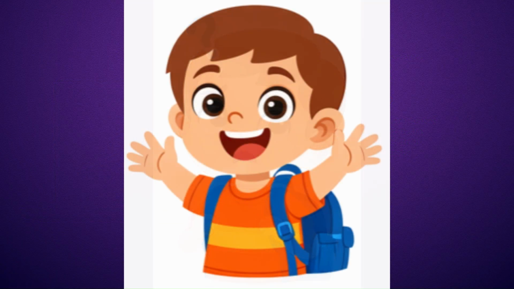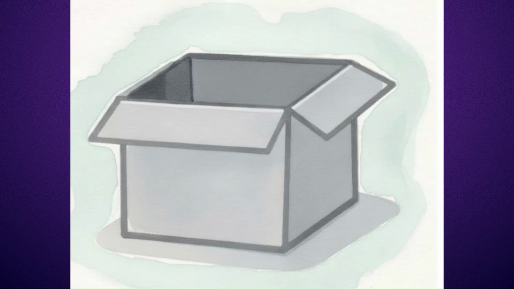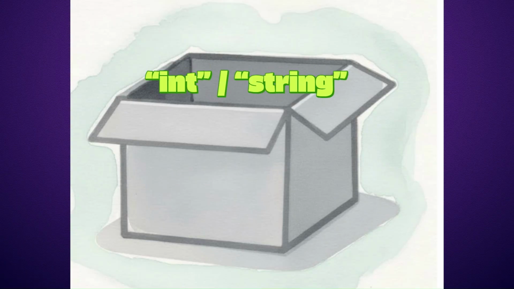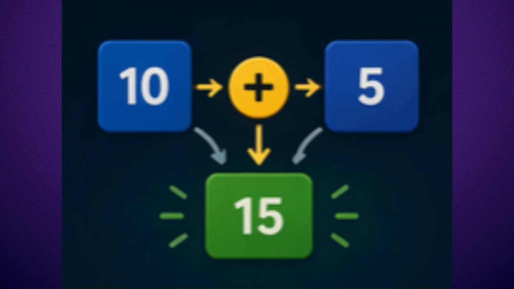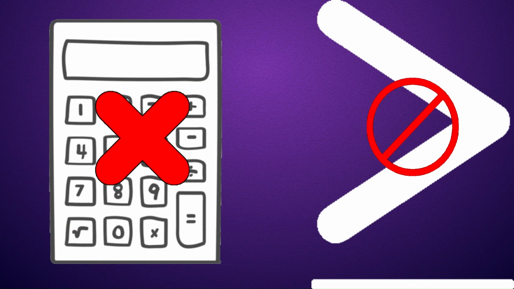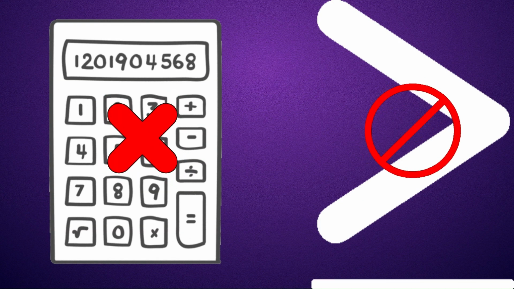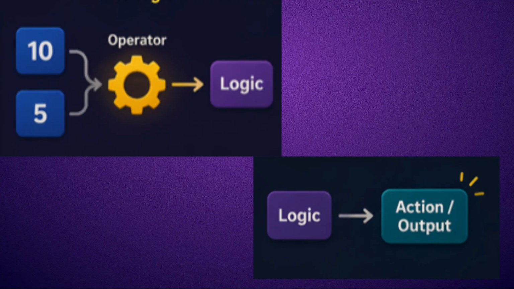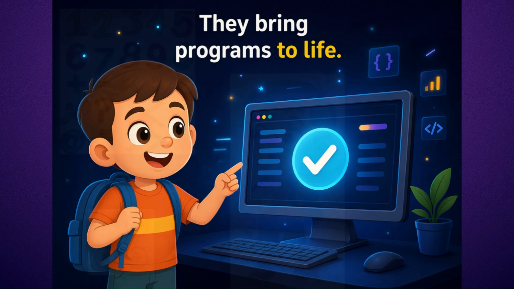Alex now understands something important. Variables store data. Data types define data. Operators use data. Without operators, no calculations, no comparisons, no decisions. Operators turn data into logic and behavior. They bring programs to life.